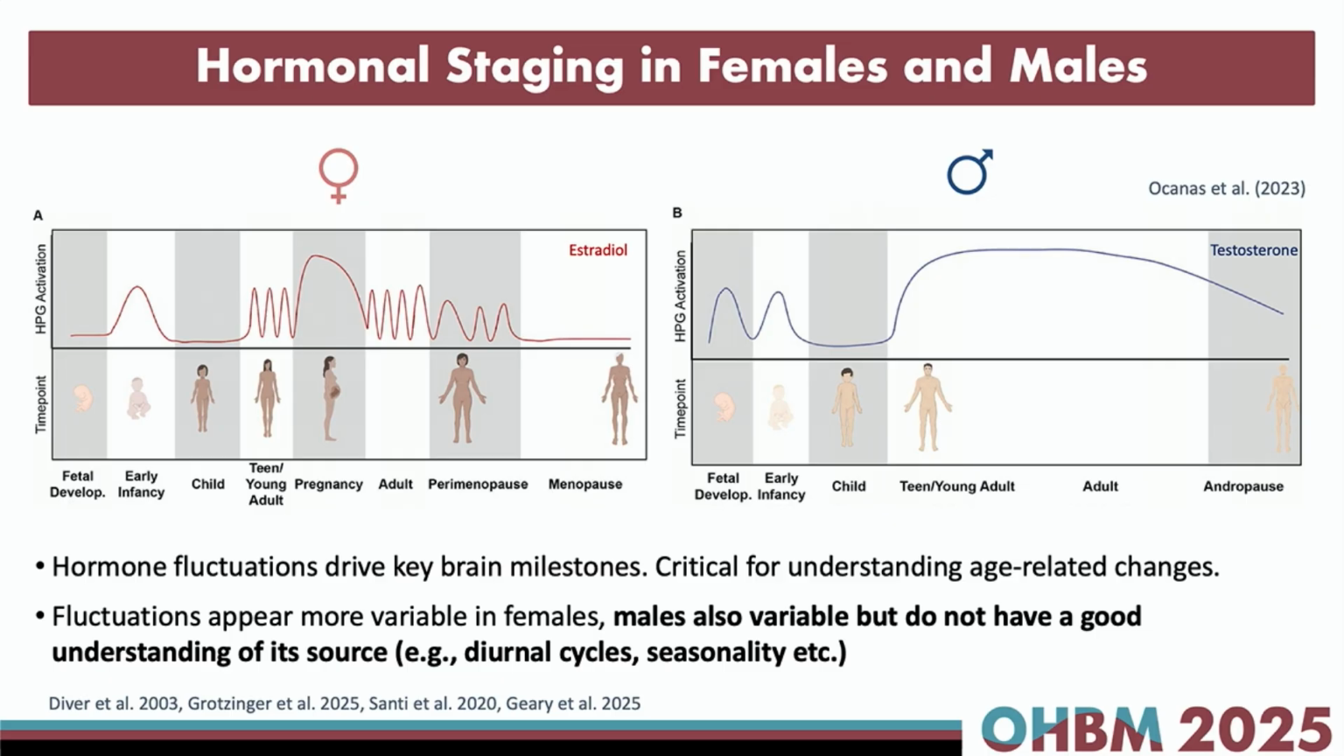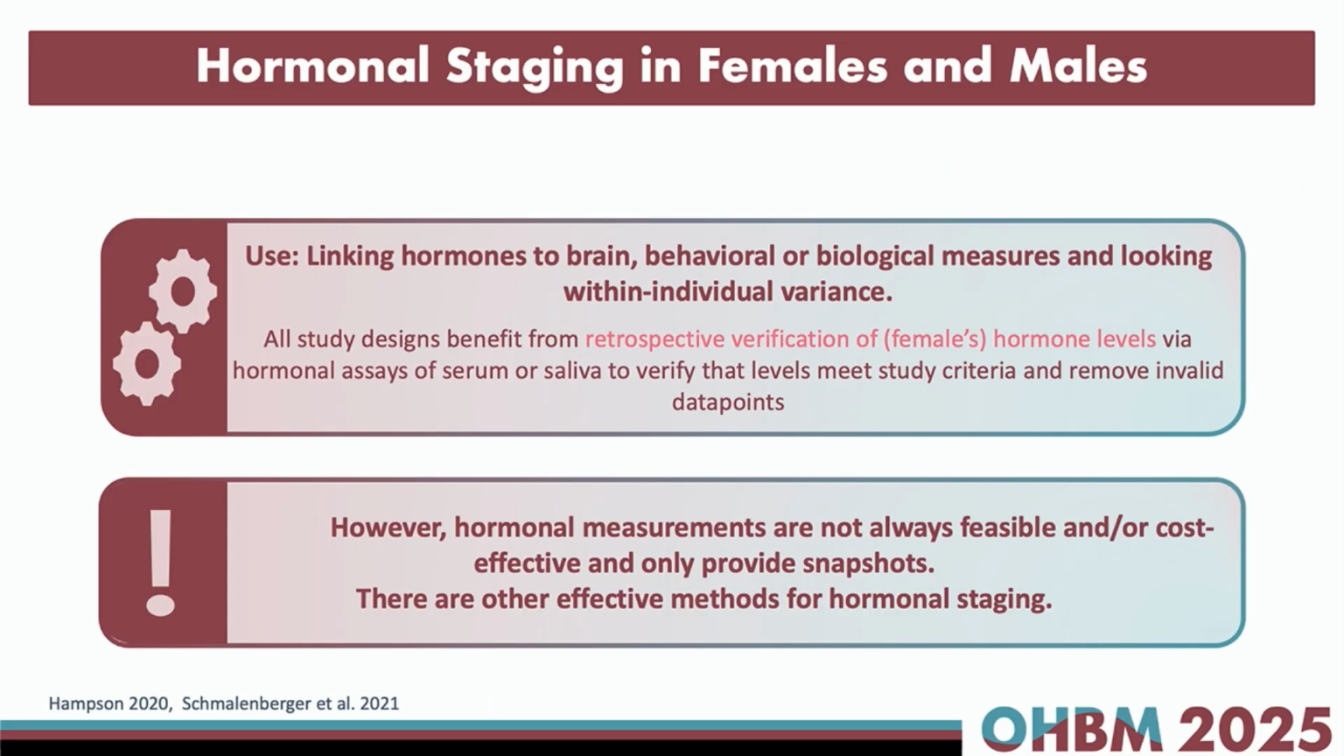But there are studies showing that there's a diurnal cycle of testosterone, but also seasons can come into play. So in summer there might be higher testosterone levels compared to wintertime. But before I start with the recommendations on the staging, I want to highlight two key messages. First of all, sex hormones are very nice to link to behavioral or also brain measures if you want to investigate mechanisms. And they're always good to validate the hormonal staging you have done in your studies.